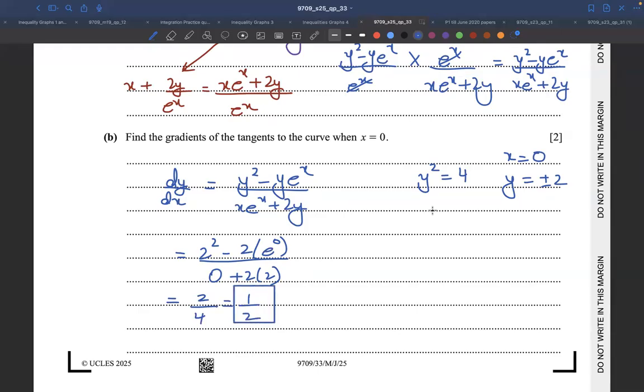And now taking y equal to minus 2. So minus 2 whole squared is plus 4. And then minus of minus 2 into e to the power of 0 is 1, upon 0 plus 2 into minus 2. And then 4 plus 2 is 6 upon minus 4. So the other gradient would come out as minus 3 upon 2.